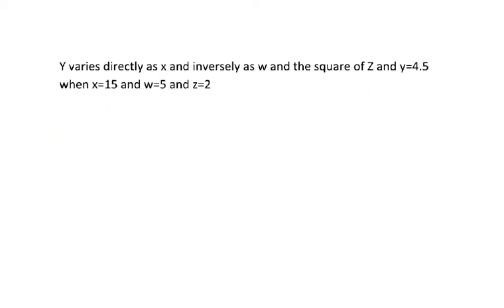y varies directly as x and inversely as w and the square of z. Okay, so the hardest thing with this is setting up our initial equation. So it'll be y varies, okay, k is always going to go in the numerator, and so's whatever it varies directly with, x. The denominator is going to take whatever it varies inversely with, w z squared.